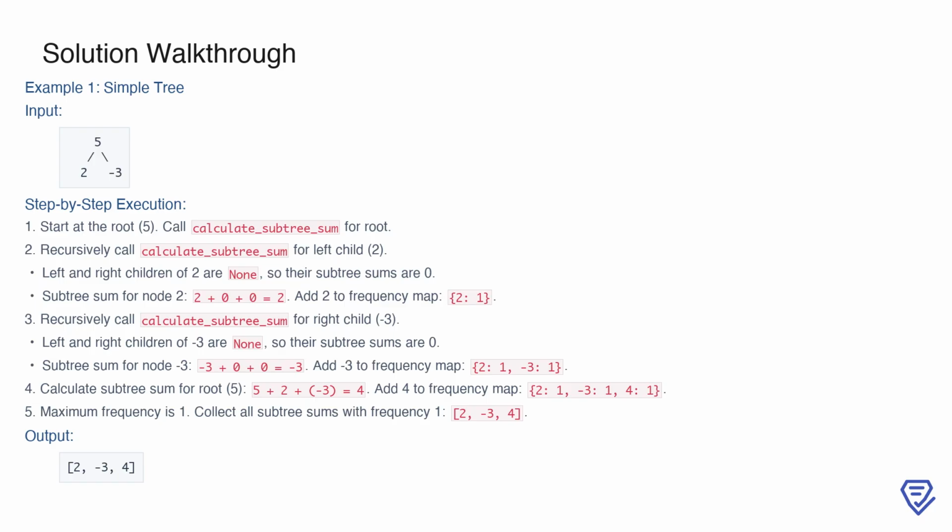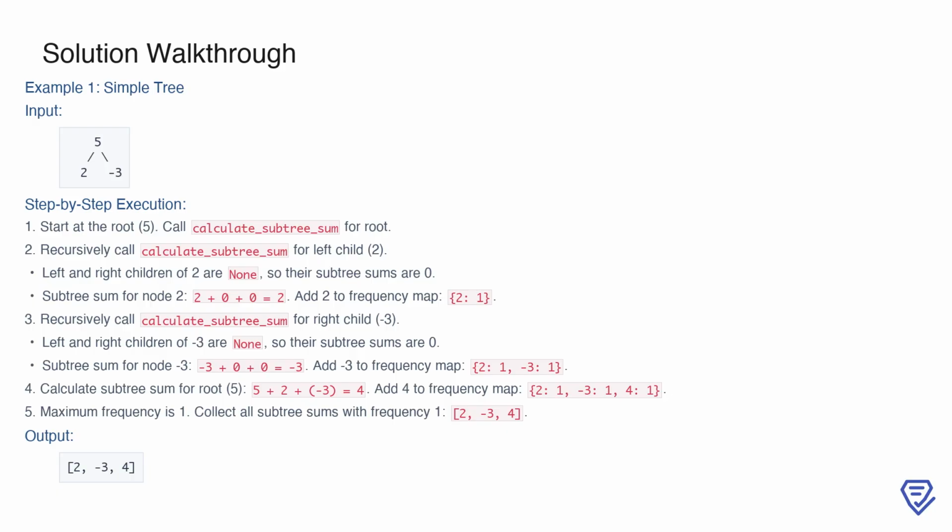The root is 5, and it has 2 children, 2 on the left and -3 on the right. We begin by calculating the subtree sum for the root node, which means we first need to calculate the subtree sums for its children. For the left child, 2, since it doesn't have any children, both its left and right subtree sums are 0. So, the subtree sum for node 2 is simply 2 plus 0 plus 0, which equals 2. We then add this sum to our frequency map, initializing it with 2, 1.